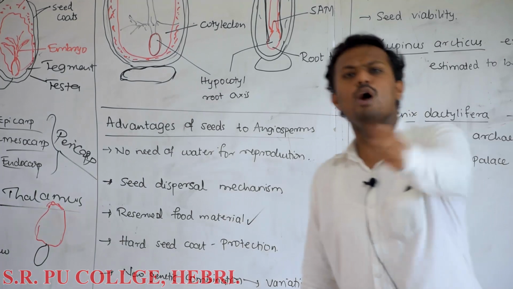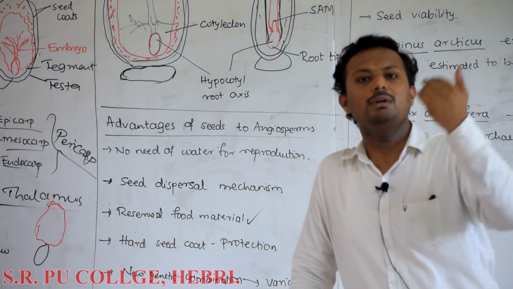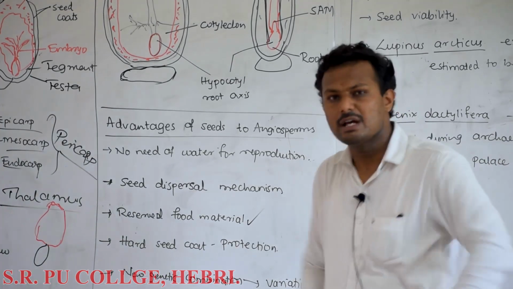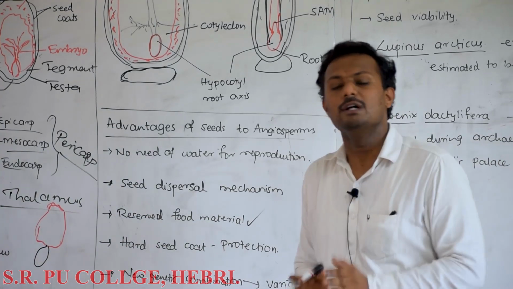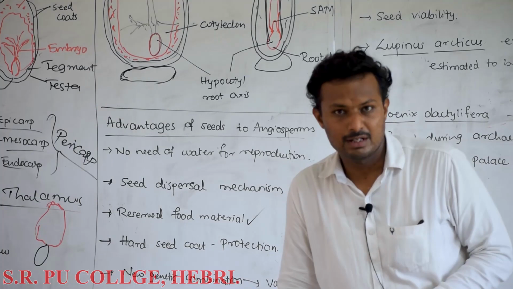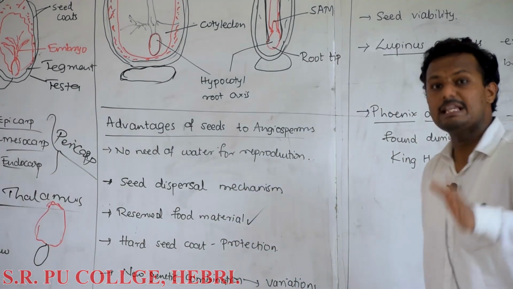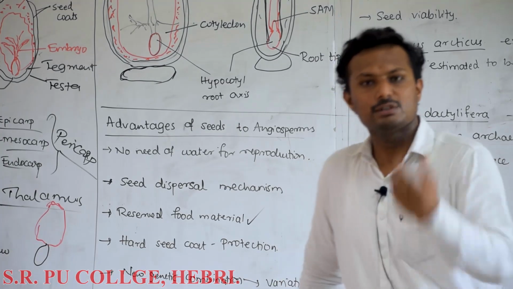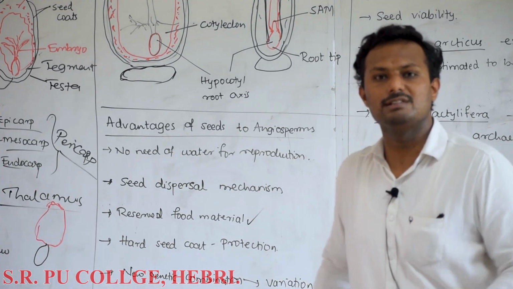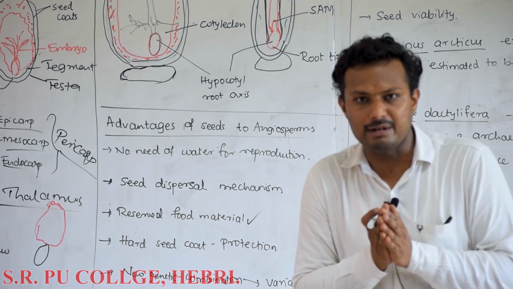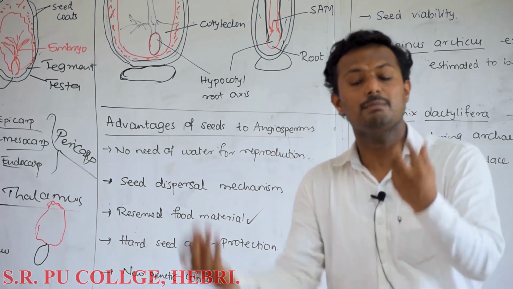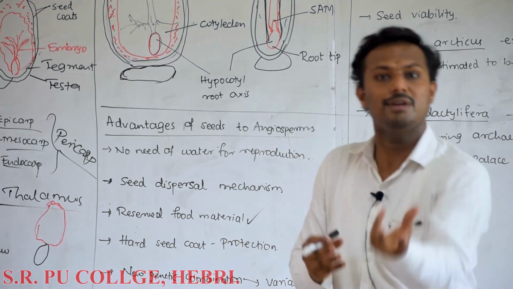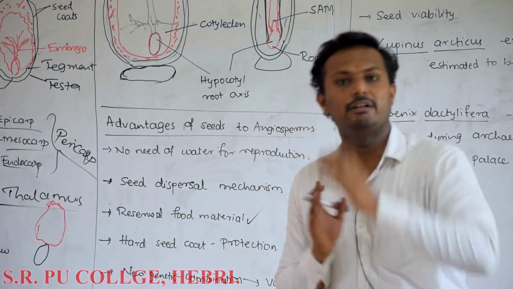And the most important, when we talk about variations, the evolutionary aspect of angiosperms is greatly helped by the mechanism of seed setting. That is because, you know that a seed is nothing but the ultimate product of sexual reproduction. Sexual reproduction obviously involves the participation of male and female gametes. So a seed is a combination of the genetic material of male and female gametes.